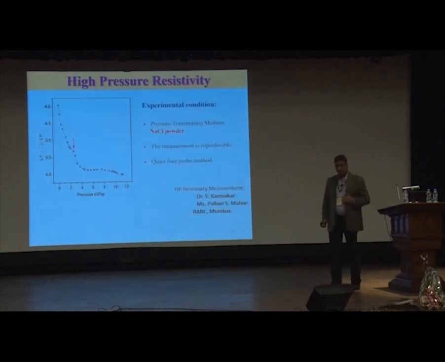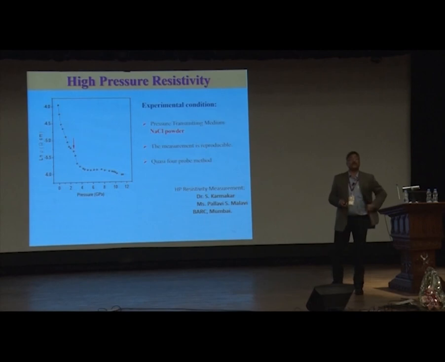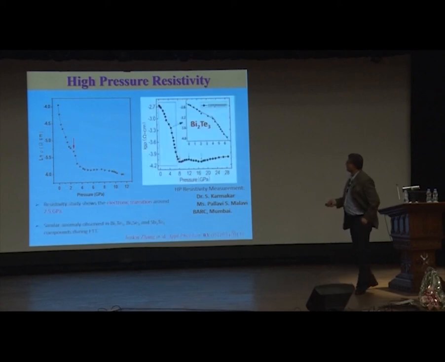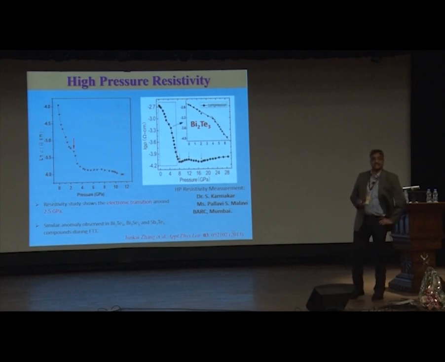Now, when you measure the resistivity for this system up to about 12 GPa, you see there is a very strong change around 2 gigapascals. We correlate it with another isostructural system, which is also rhombohedral in nature, bismuth telluride. You can see this mimics exactly what happens in bismuth telluride, and we have seen that under pressure, bismuth telluride has an electronic topological transition. So it gave us a hint that there should be a topological transition associated with it.